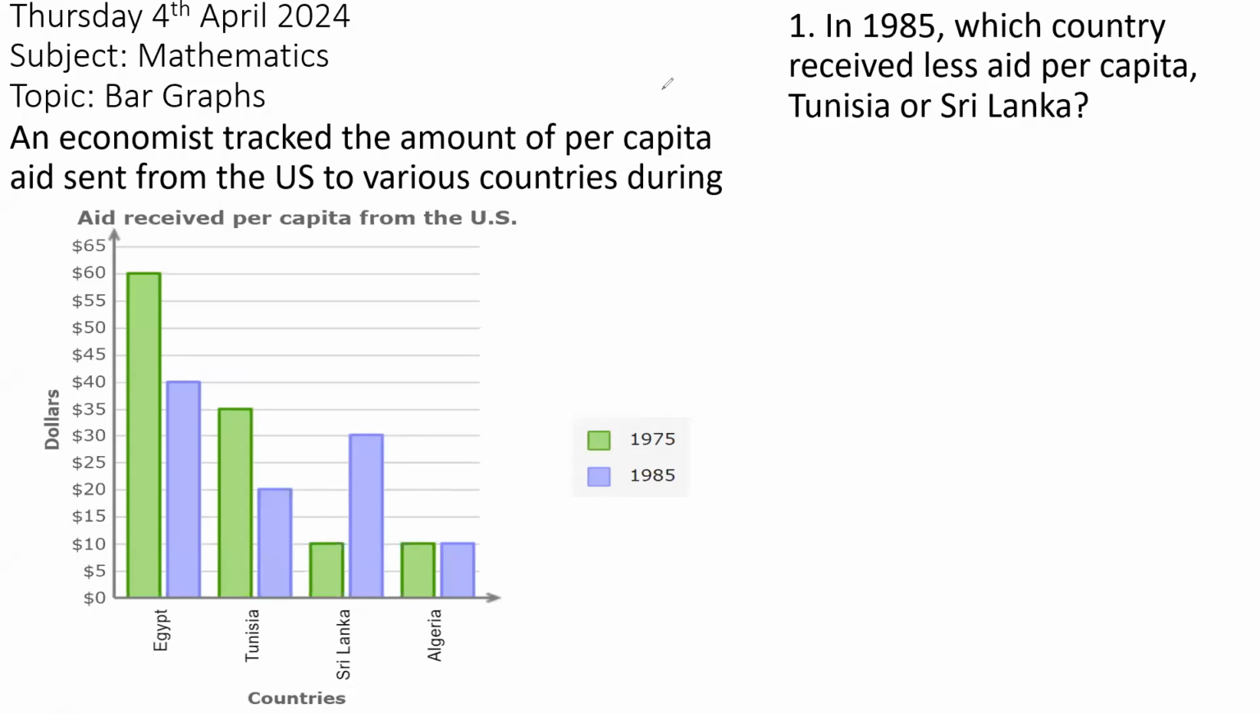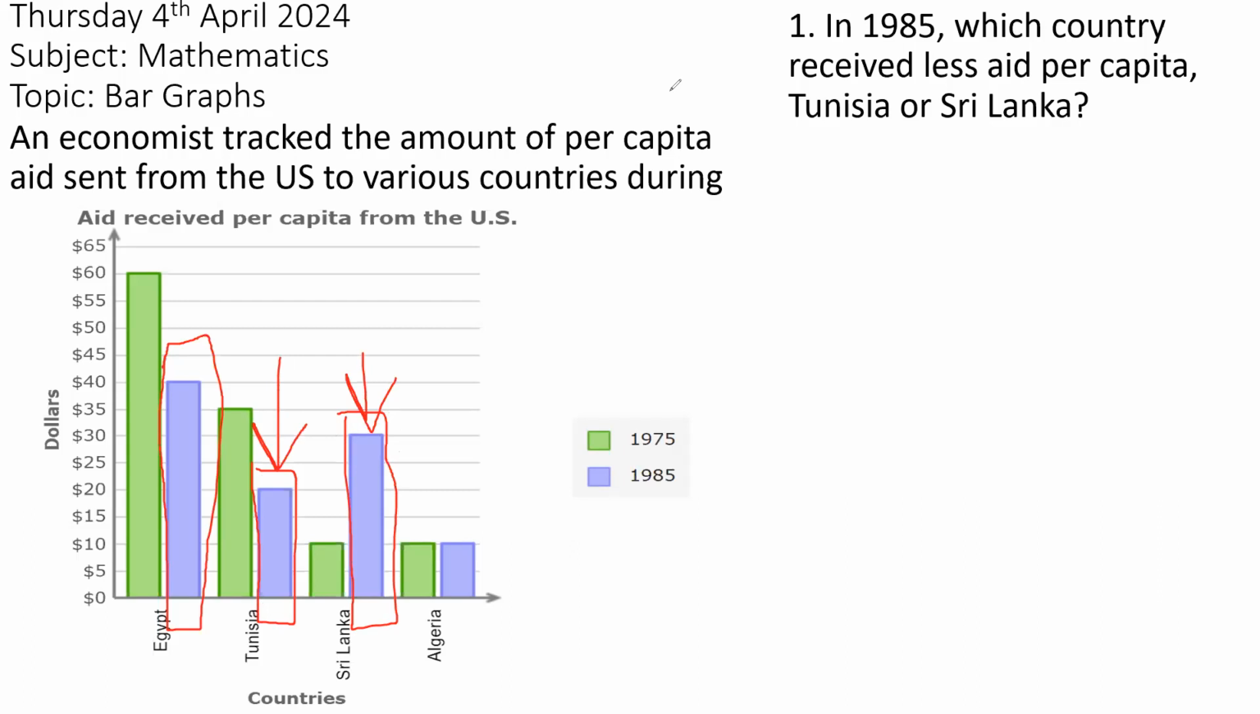Blue. Okay. So the color for 1985 is lavender, right? So if we look here, this lavender color is the 1985. If we look at 1985, and we take a look at Tunisia and Sri Lanka for 1985, which one received less? Which one has the lowest? Tunisia. Tunisia, very good. And so the answer is going to be Tunisia.